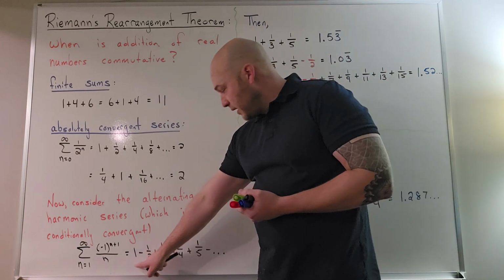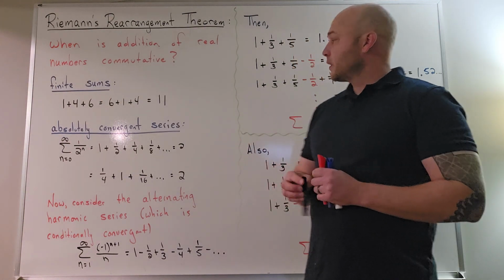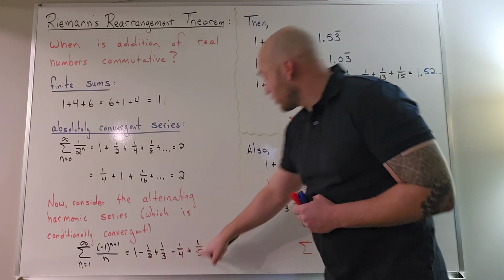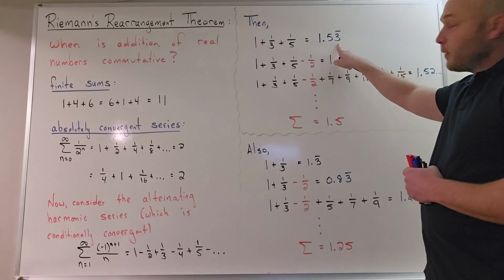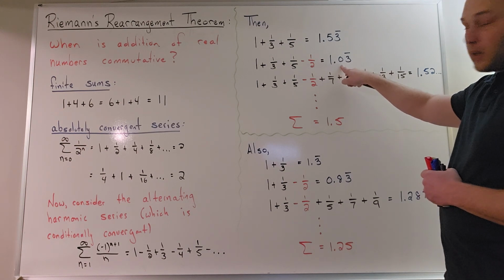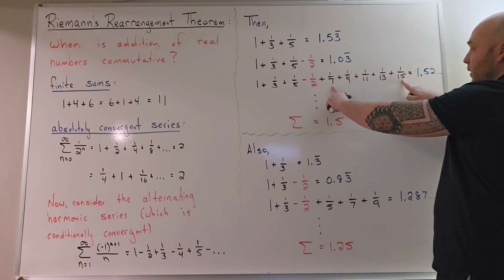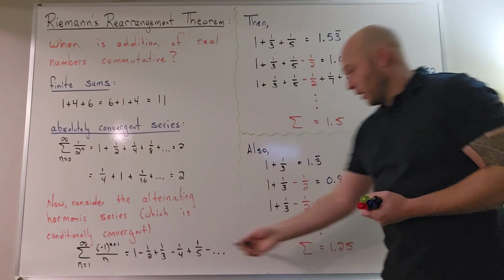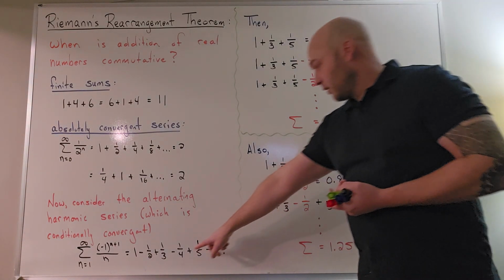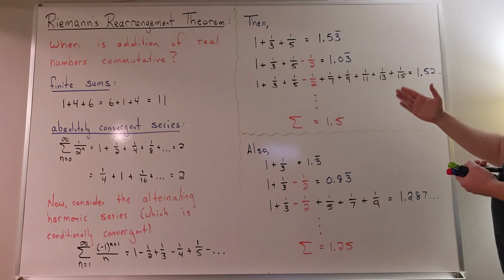What I want to do is take these terms right here and reorder them, and let's see what happens. If I take, let's say, the sum 1 plus a third plus a fifth, so I take this term and this term, that equals 1.53 repeating. Then if I take the first negative term and subtract the half, I get 1.03 repeating. And then I take all those terms and add 1/7 through 1/15, all those positive terms, which again, I'm just plucking off those positive terms. This equals 1.52. Then I could subtract the 1/4, bringing it down to 1.27, and then I could add more positive terms.